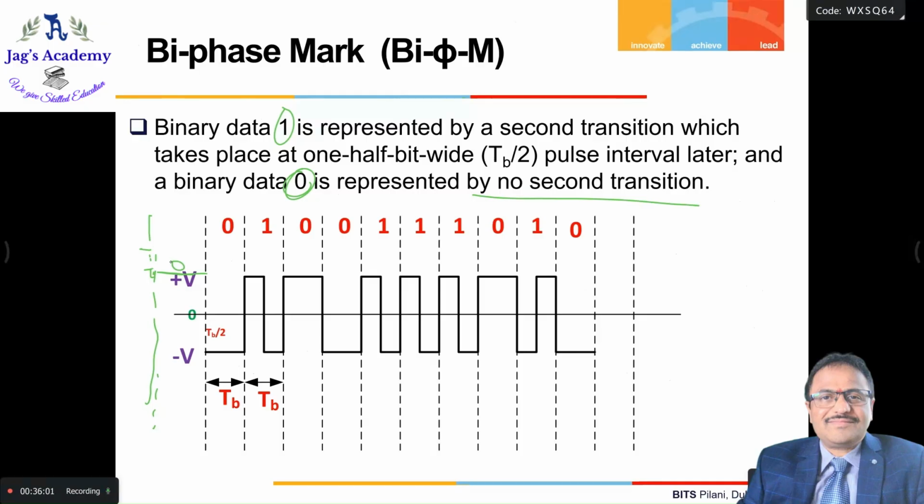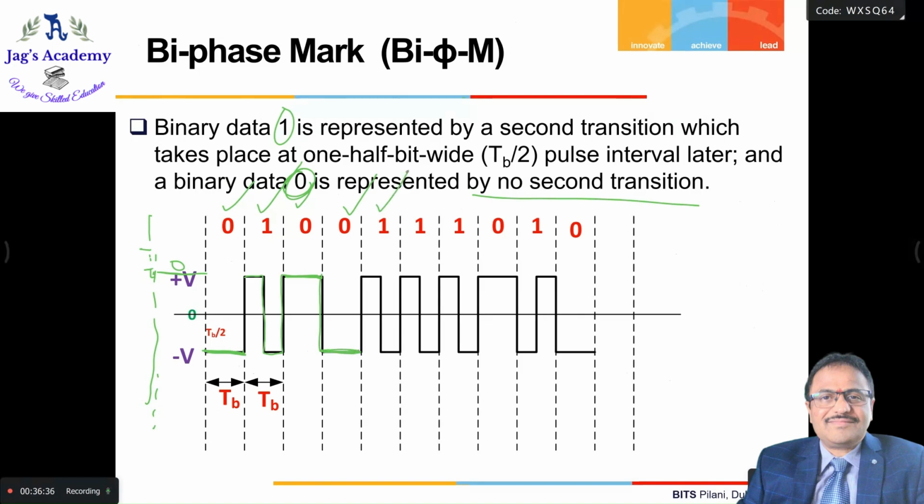Okay. Now let us learn this. 0. Now assume that this is 0. There is a transition. This is also 0, and there is no second transition here. Now the next bit is 1. There is a transition. It will start from plus V, but there is a second transition here. Next bit is 0. There is a transition, but no second transition here. Now, next bit is also 0. There is a transition, but there is no second transition here.